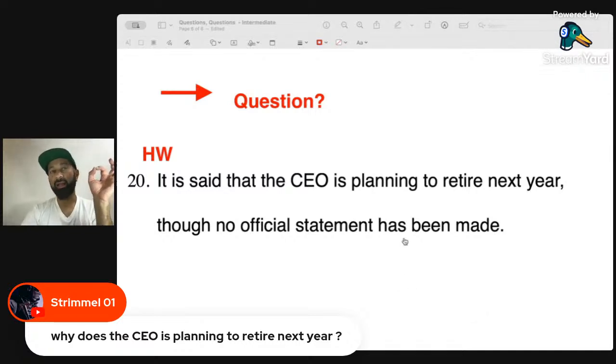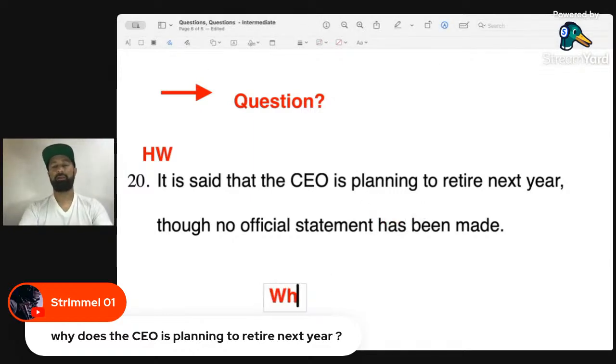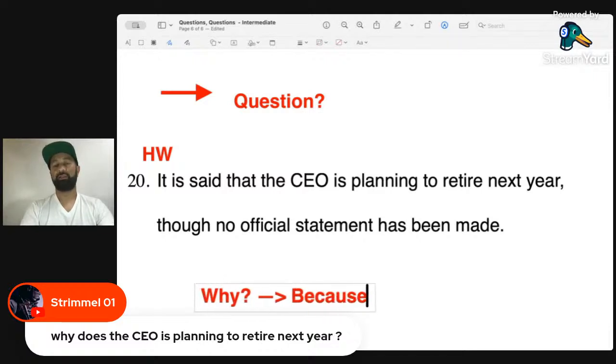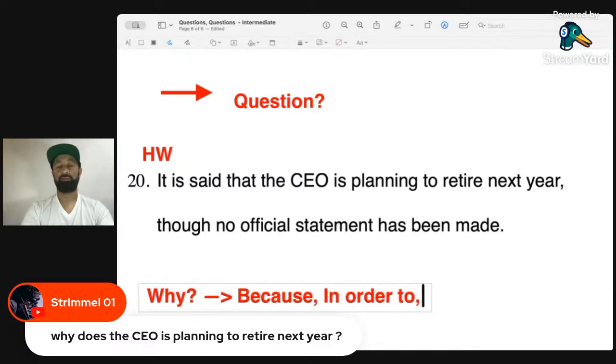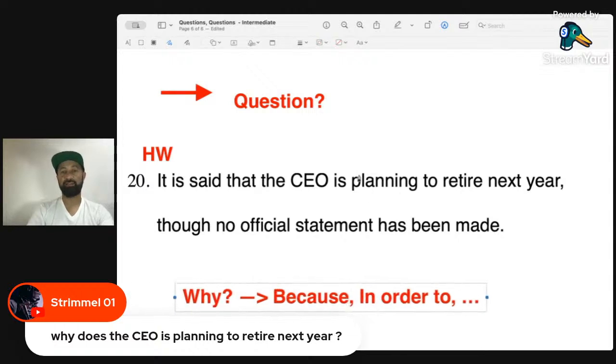So here, whenever we ask a why question, it's very common that the answer uses because or in order to. In this answer, there's no because, there's no in order to. So I would use a different question word, not why.